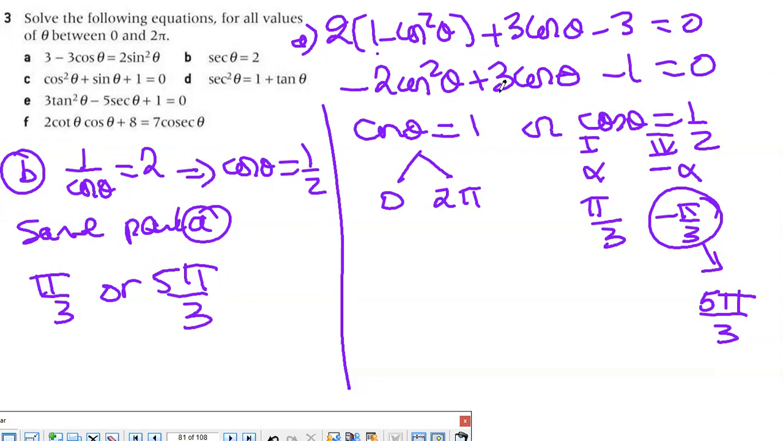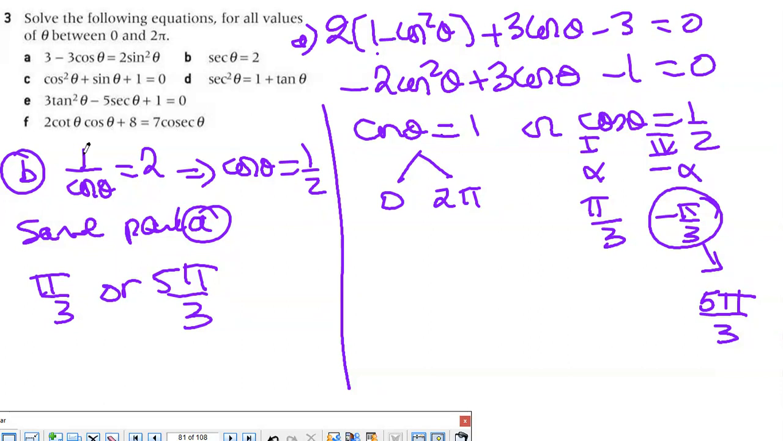This is a quadratic equation. I can put it on my calculator. So this one will give me 1.5. Cosine theta is half, so it gives me 0 and 2 pi. Cosine theta 1 gives me 0 and 2 pi. Half, it means positive. I'm in quadrant 1 or 4, so it's alpha or 2 pi minus alpha. So it's pi over 3 or 2 pi minus pi over 3, so it's 5 pi over 3.